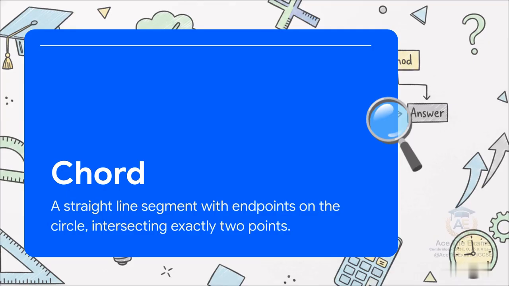Conversely, let's look at a chord. A chord is a straight-line segment whose endpoints lie directly on the circle. Picture slicing through the circle with a sword. This means the line intersects the circle at exactly 2 distinct points.